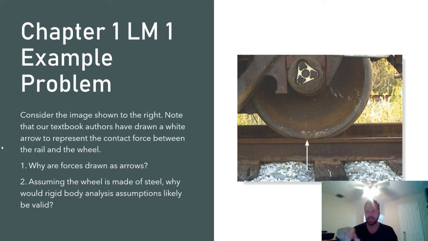But I took this image on the right from your textbook. They have an old steel wheel railroad car on a track, and they've drawn in a white arrow here. So think about that image that the textbook authors are showing us, and particularly look at that white arrow that's representing the contact force that the rail is exerting on the wheel. So why is that force, or any force in general, drawn as an arrow? Take a minute and pause and think back and make sure you remember why an arrow is such a good thing for representing a force.